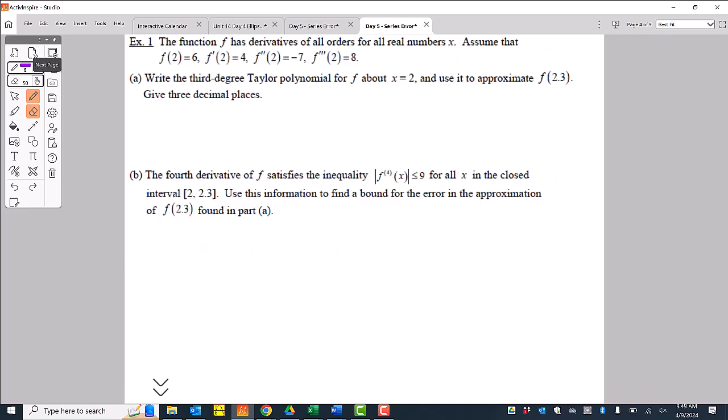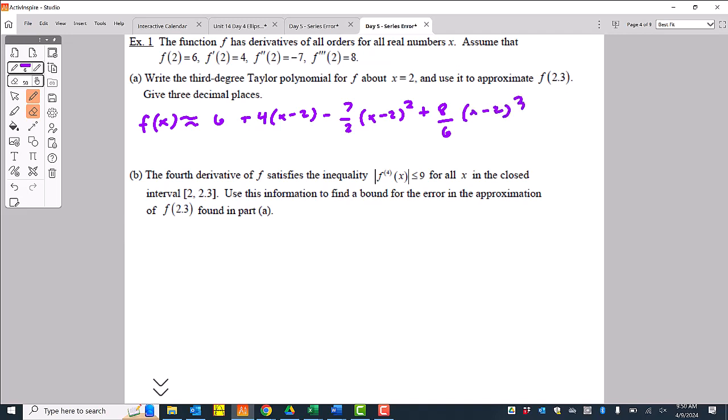So let's look at an example of this. We have this series right here. f of 2 equals 6, f prime of 2 equals 4, f double prime of 2 equals -7, f triple prime of 2 equals 8, and we want the third degree polynomial for this information. So, should be a pretty easy setup. f of x is approximately 6 plus 4 times (x minus 2), minus 7 over 2 times (x minus 2) squared, plus 8 over 6 times (x minus 2) cubed. We'll simplify this down to 4 over 3 times (x minus 2) cubed. And we want to use this to approximate f of 2.3.